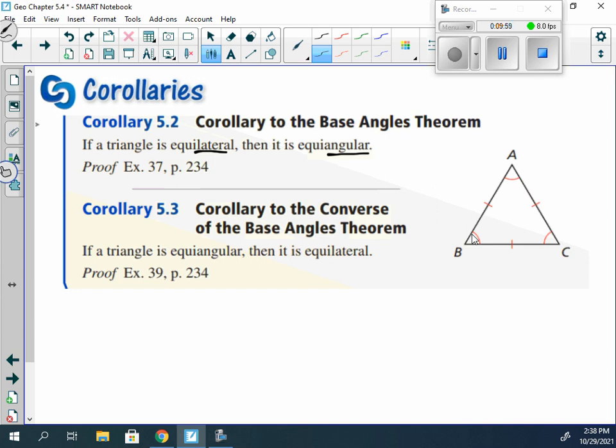The converse: if a triangle is equiangular, if all three angles are the same, then it is equilateral. So if a triangle is equilateral, then it is equiangular. If a triangle is equiangular, then it is equilateral. If we have one, we have to have the other. They always go together.